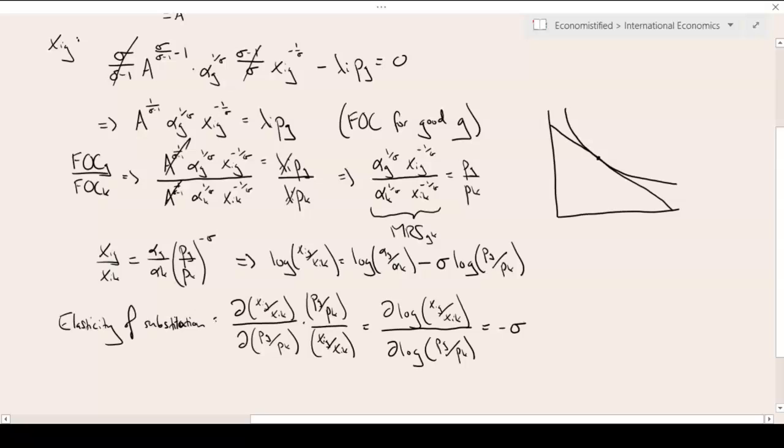So this tells us that the elasticity of substitution between good G and good K is just equal to minus sigma. So it's constant. And this makes a lot of sense. It's called a constant elasticity of substitution utility function. And of course, we therefore have constant elasticity of substitution. And the elasticity is just equal to this minus sigma.